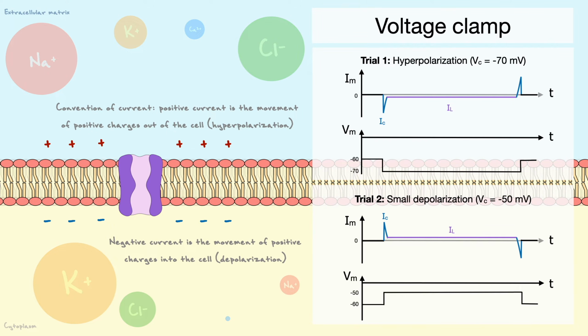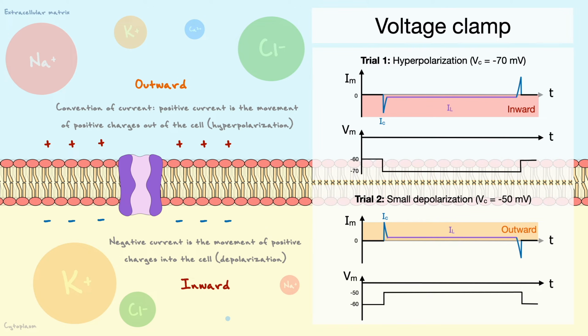Accordingly, negative current corresponds to positive charges entering the cell and depolarizing the cell. In voltage clamp recordings, positive currents are often referred to as outward currents and negative currents as inward currents. Consequently, in the first example, we say that the leak channels have an inward current, while in the second example, the channels have an outward current.